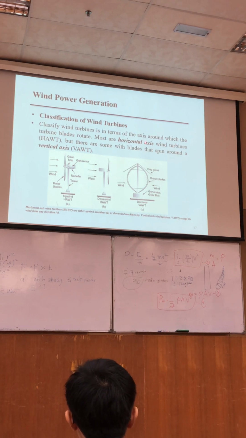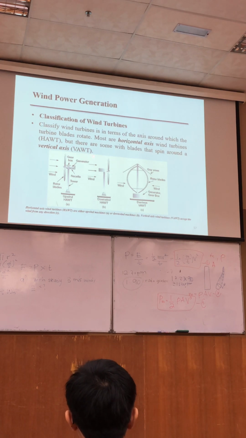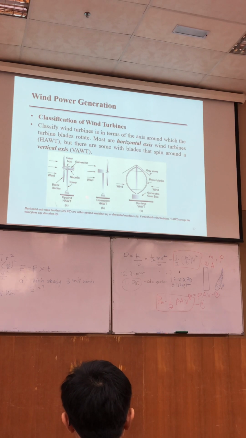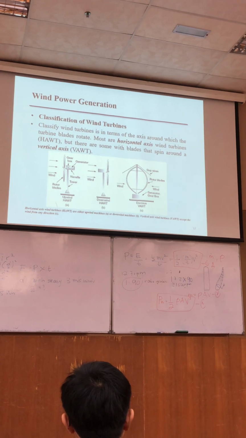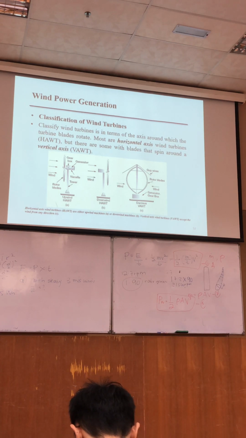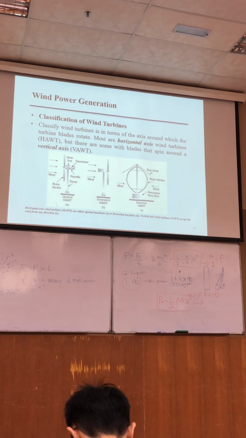Most are horizontal axis wind turbines, but there are some with blades that spin around a vertical axis. Let's say we are going to do some troubleshooting. In case we have a breakdown in the generator gearbox, which one is better? C is better because the generator is below, which is very smooth. You can troubleshoot that. But for the other one, you need to bring it down, even if it is 120 meters. So that is how you troubleshoot it.